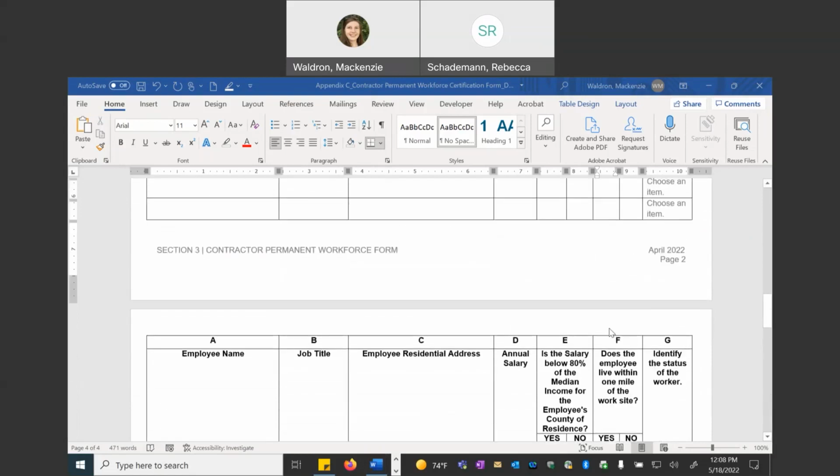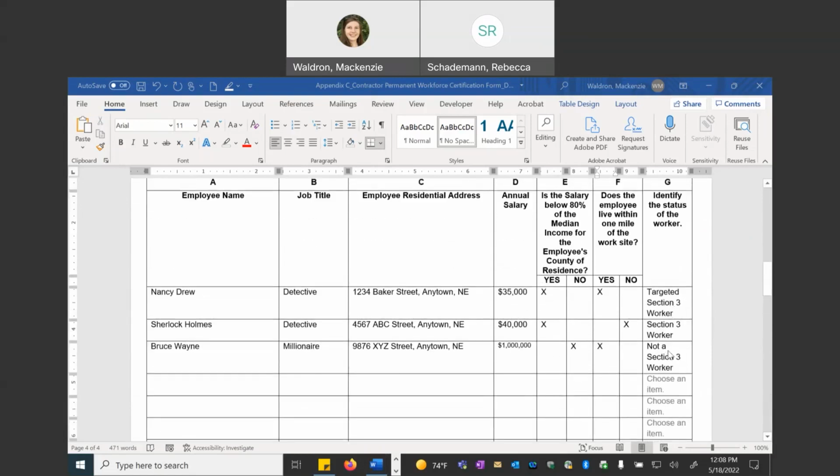That was a good distinction to show all of the 3 different types of when they qualify as a Section 3 worker. Just one thing to point out with Bruce Wayne, we did note that he did live within the 1 mile of the work site, but because he didn't meet the income requirements, that's what disqualified him and did not allow him to be qualified as a Section 3 worker. So it was yes in column F, but because he was no in column E, that is why he's not a Section 3 worker. Thanks, Rebecca. Thank you. Next up, we'll navigate to the next form.